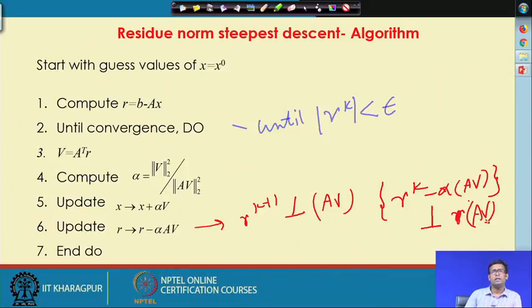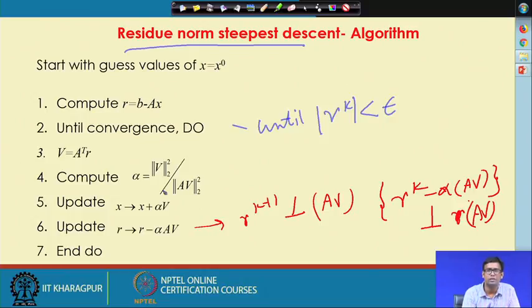That is the idea, and this gives us the residue norm steepest descent algorithm, which is applicable for any general A matrix. This starts with one matrix vector multiplication, A transpose R, and again you have to do a matrix vector multiplication, A v. So, there are two matrix vector multiplications associated with it. This is more expensive compared to the earlier methods.